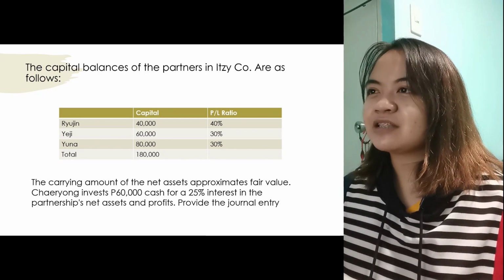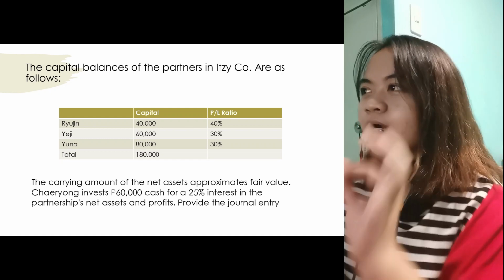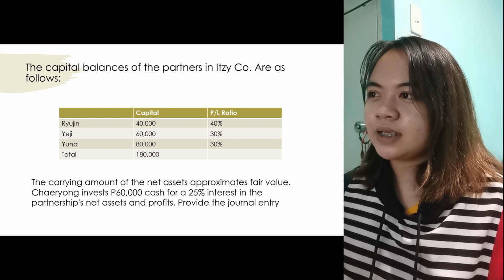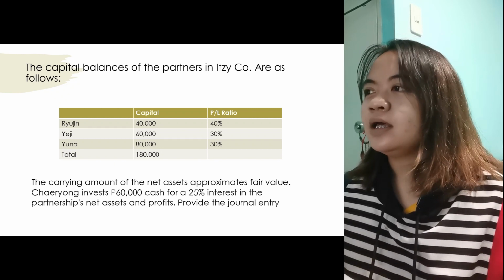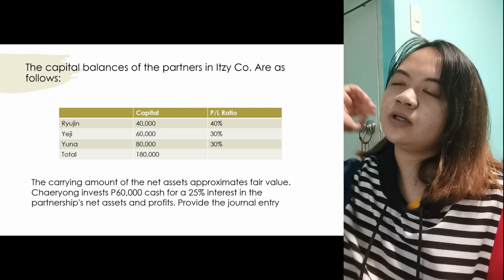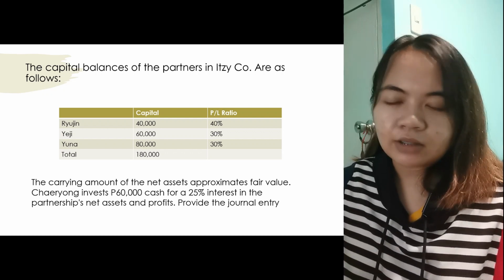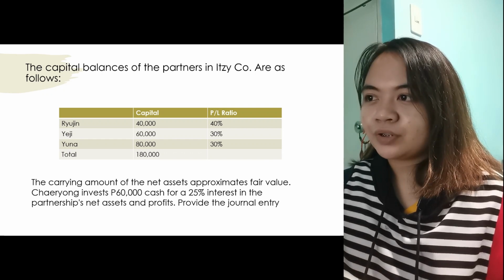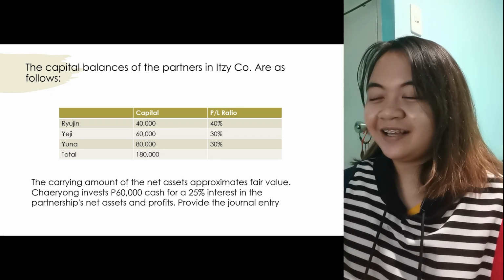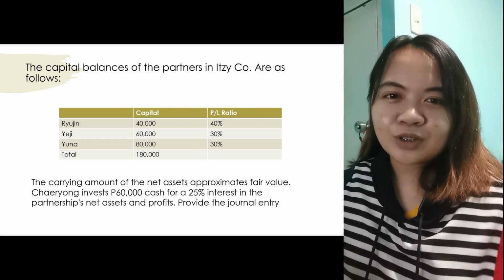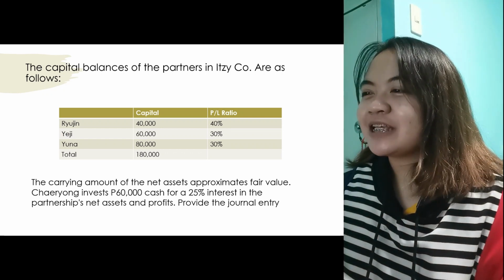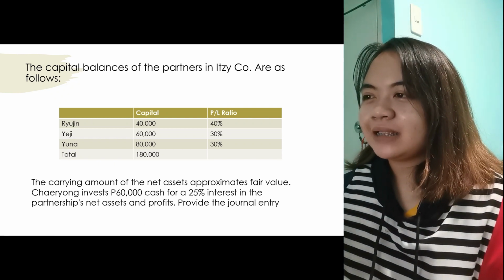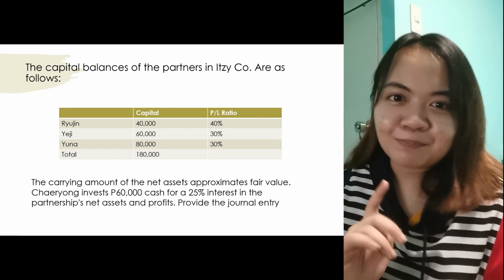You have the capital balances of partners in ITSICO as follows. So, kay Ryujin daw ay 40,000, P&L ratio 40%, Yeji, you have 60,000, 30%, Yuna, you have 80,000, P&L ratio of 30%, and then total of 180,000. Okay, the carrying amount of the net assets approximates fair value. Okay, Cheryong invests 60,000 cash for 25% interest in the partnership net assets and profits. Provide the journal entry.